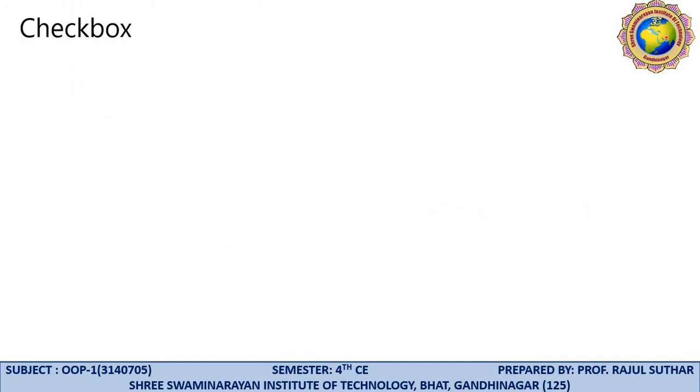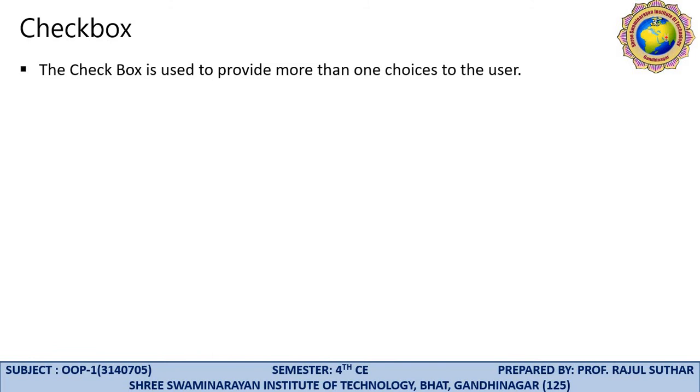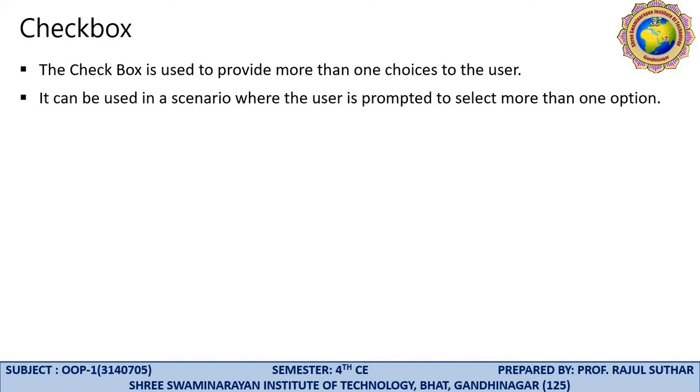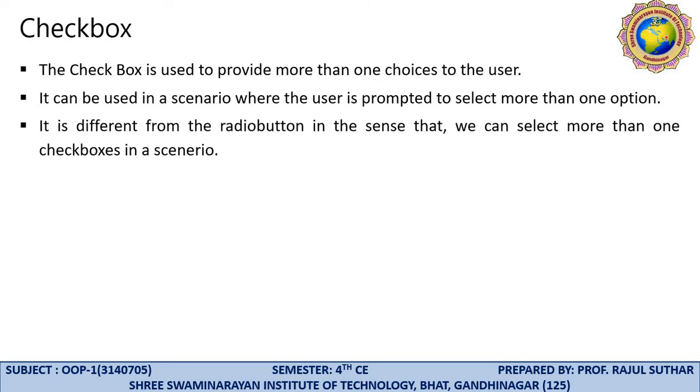Checkbox: you can use the checkbox in a program. The checkbox is used to provide more than one choice to the user. It can be used in a scenario where the user is prompted to select more than one option. It is different from a radio button. It is not a radio button. Radio button is used whenever we require a single choice from multiple choices, like an MCQ. But a checkbox is required if you select more than one option.